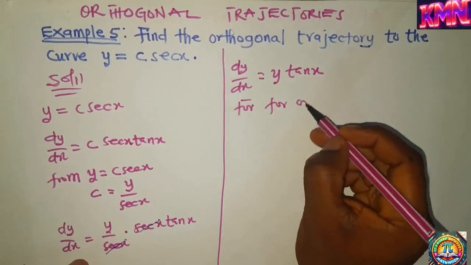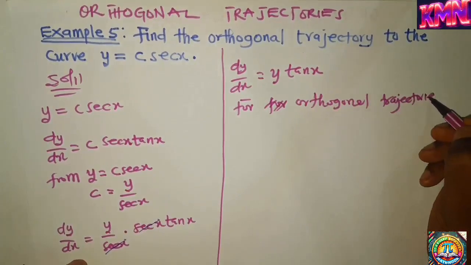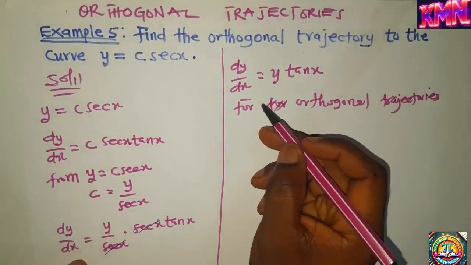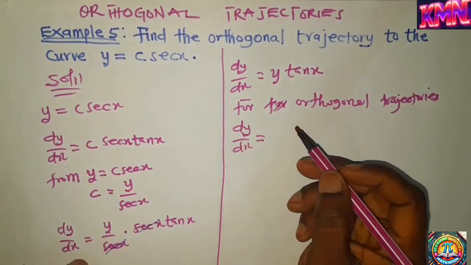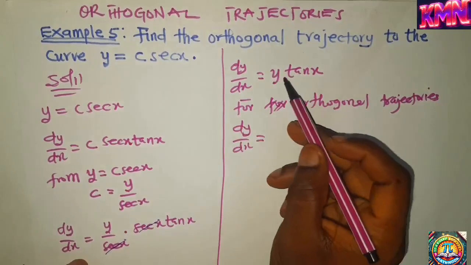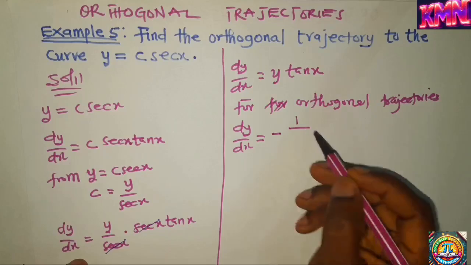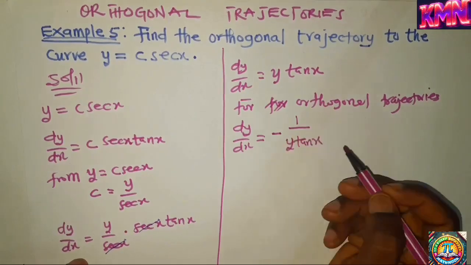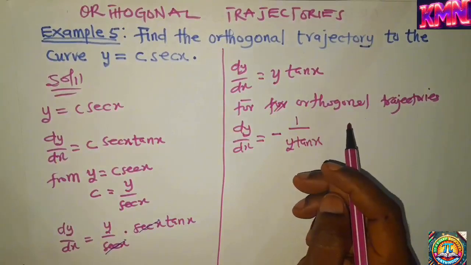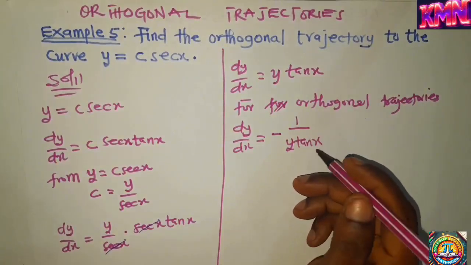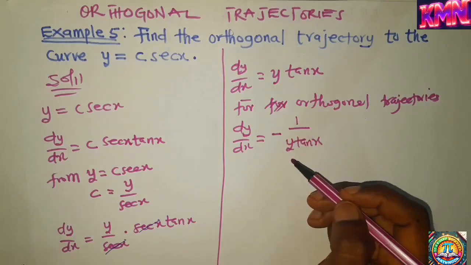For orthogonal trajectories, the slope of the orthogonal trajectory becomes dy dx equals, we learned that the slope of the orthogonal trajectories is the negative reciprocal of that of the given curve. So we get negative 1 on y tan x. So now that we have the slope of the orthogonal trajectory, now we can solve for the equation of the orthogonal trajectory. And this function is a separable differential equation.